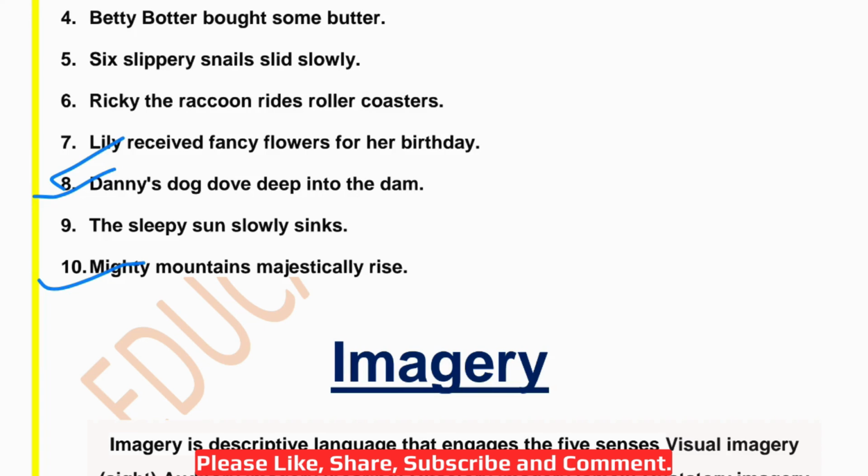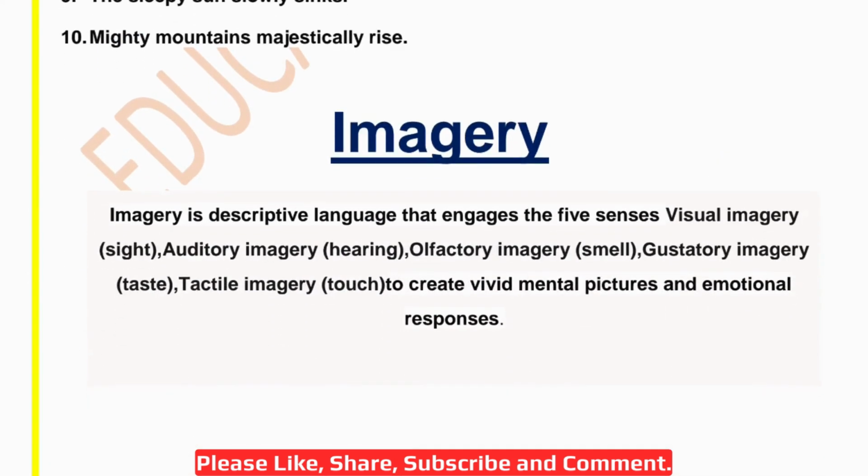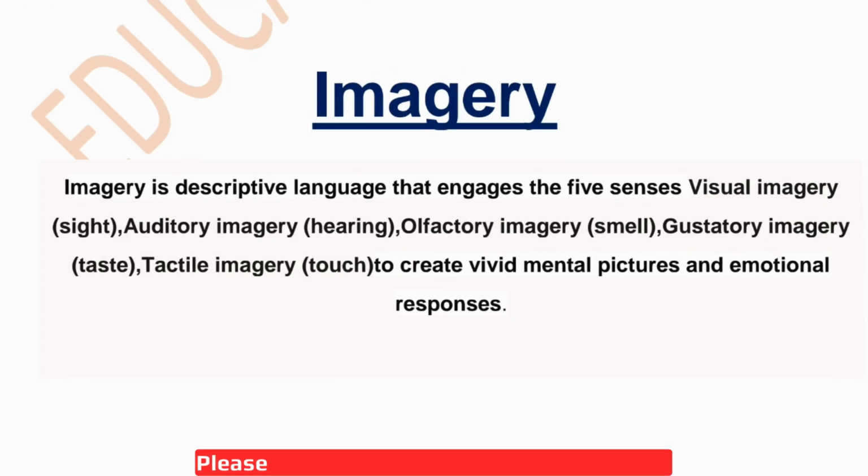Now let's see what imagery is. Understand this very nicely, and I will explain it in detail. Imagery is descriptive language that engages the five senses. We have five senses: sight, sound, smell, taste, and touch. You don't have to learn all this in detail; you just need to remember sight, sound, smell, taste, and touch.